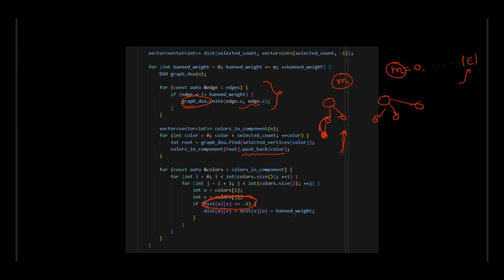If this is their first time, then you update their MEX, or basically the distance, which is equal to the bandwidth, since we are processing from left to right. So this is a very powerful technique: processing from left to right and then seeing whether things get connected on the first try.